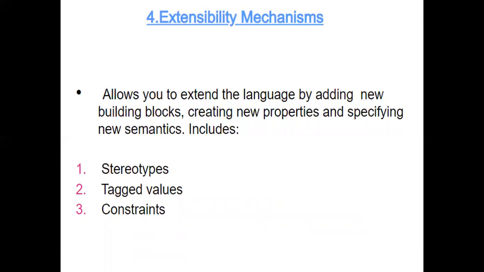Extensibility mechanisms. The extensibility mechanisms allow you to extend the language to add new building blocks, create new properties, and specify new semantics. Suppose to add any new meaning or tagged value, we use extensibility mechanisms. There are three types of extensibility mechanisms. The first one is stereotype. Second one is tagged values, and third one is constraints.